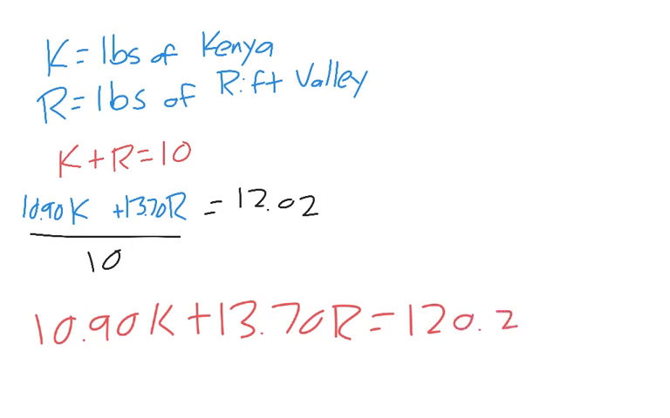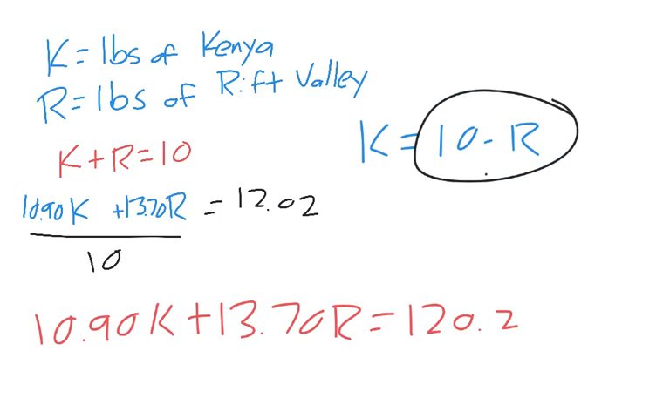And so again, you've got substitution, elimination, graphing to solve it. This is another one I would probably use substitution on. So I've got K is equal to 10 minus R. Plug that in here for K. You'll solve it, you'll find R. Once you know R, plug it back in for K.